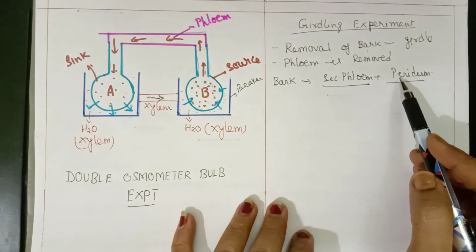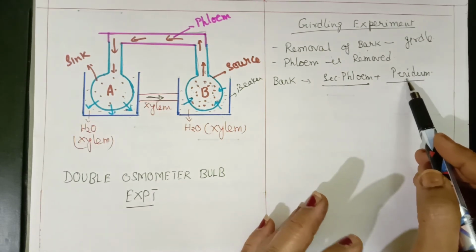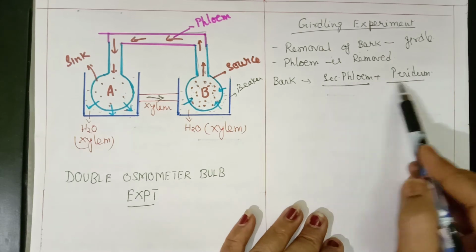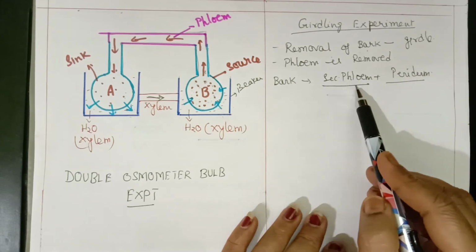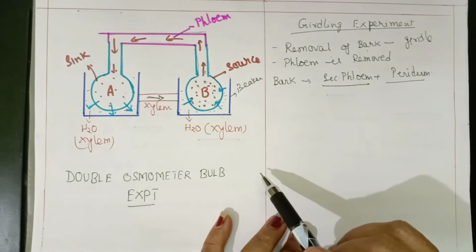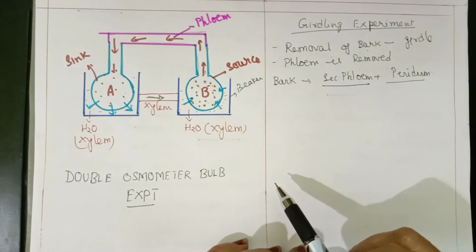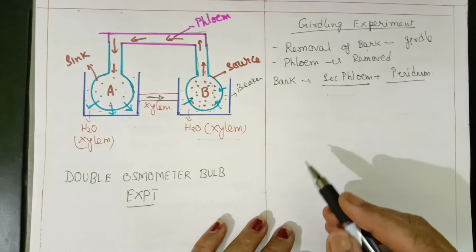Periderm consists of secondary cortex, cork cambium and cork. So this is what is removed. So when secondary phloem is removed, then what is observed? What is the main aim of this experiment?